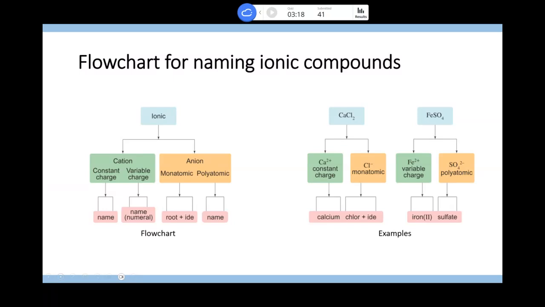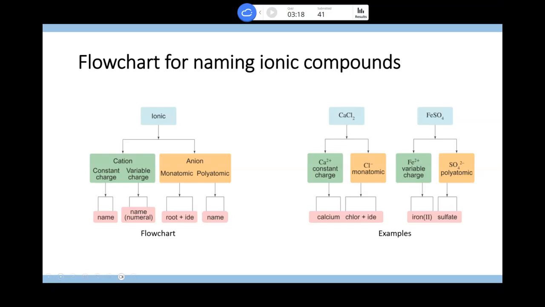Calcium is in the second column. It has a constant charge of +2, so we just write calcium. Chlorine is a monoatomic anion, so we write chlor for the root of the name and then the ending at the end. Even though we have 2 chlorines, we don't use di here because we know that these 2 atoms have a constant charge. We know that we need 2 chlorines to balance out 1 calcium. So that information is already stored in the name. We don't have to specify it for ionic compounds.